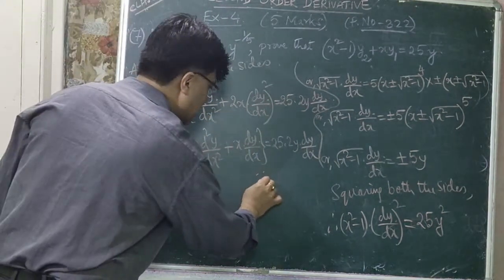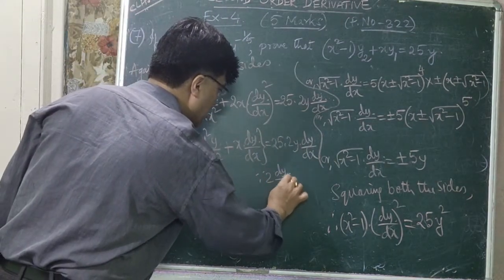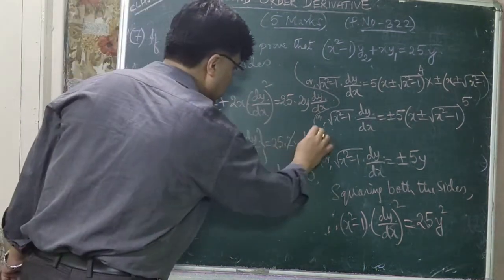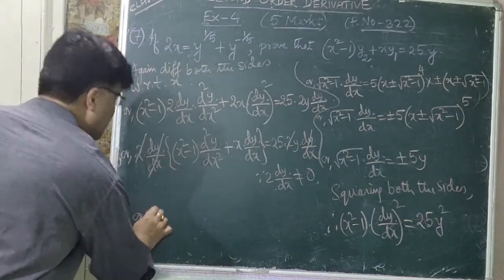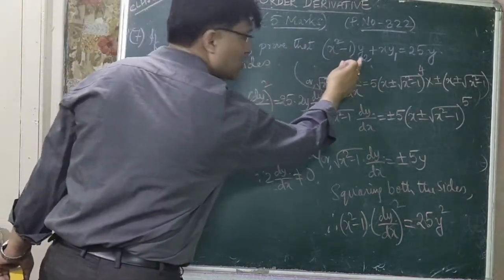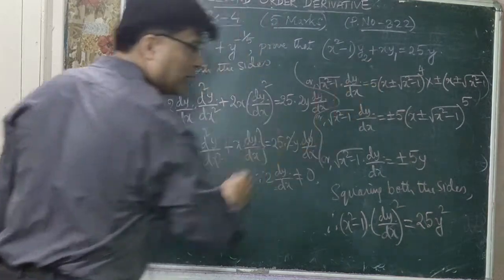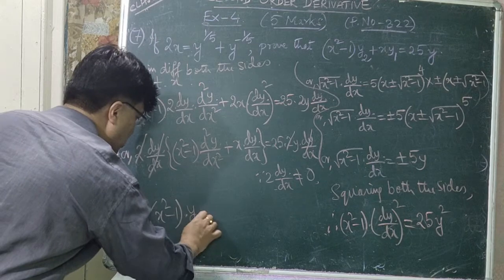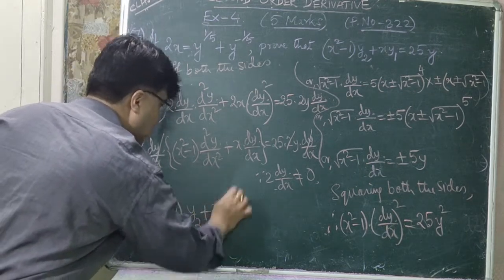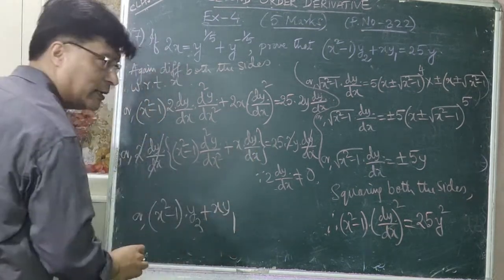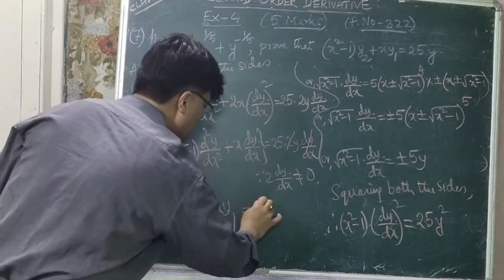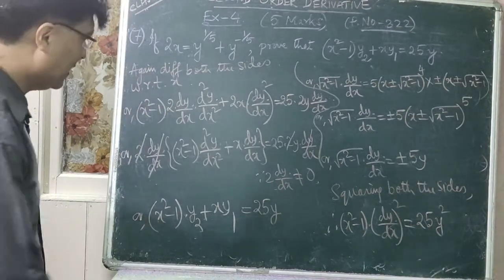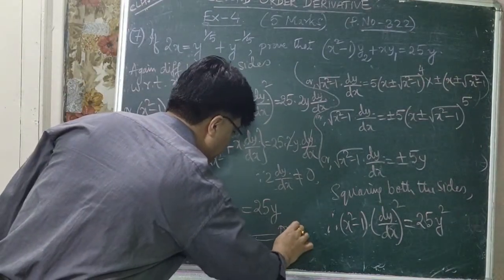So as you know that since 2 dy by dx is not equal to 0, you can cancel it. 2 dy by dx gets cancelled out here. So what do we get? Instead of d2y by dx square there is y2, instead of dy by dx there is y1. So you can write here x square minus 1 into y2 plus x into y1 is equal to 25y. So we have got the result. Okay, so it is proved.